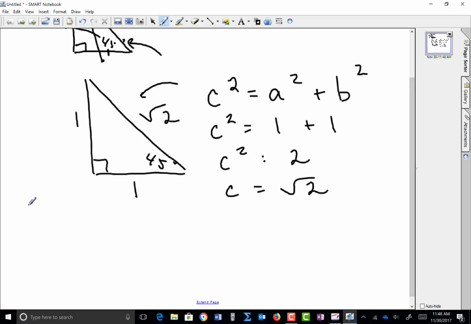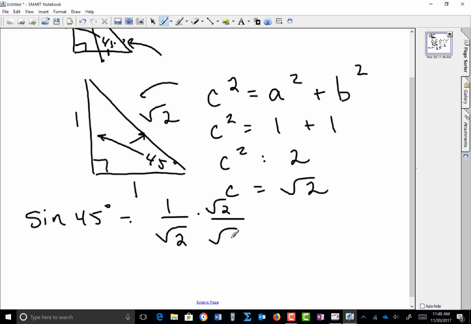So let's see, let's check and see. The sine then of 45 would be the side opposite over hypotenuse. And if I rationalize the denominator, I get the square root of 2 over 2. So that's where that one comes from. That's why it's the square root of 2 over 2.